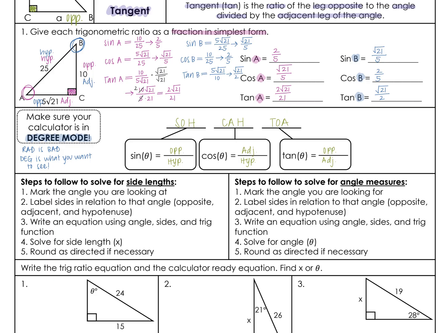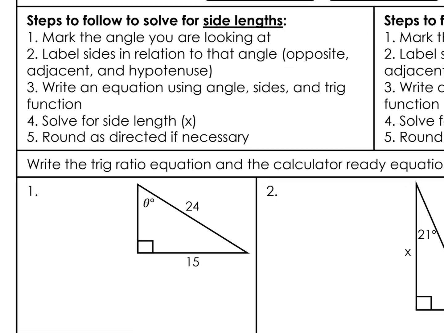All right, we're going to see pretty much the same steps on the next slide where we have our steps to follow to solve for angle measures. Step 1, mark your angle you're looking for. Step 2, label your sides in relation to the angle: opposite, adjacent, and hypotenuse. Step 3, write an equation using your angle, sides, and trig function. Step 4, solve for the angle, theta. And step 5, round as directed if necessary. So, like I said, I'll walk you through these steps when we're working through our problem.